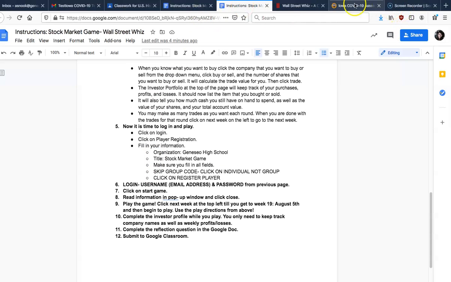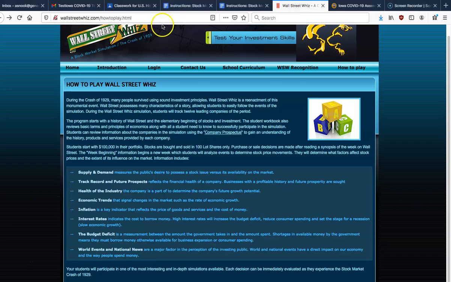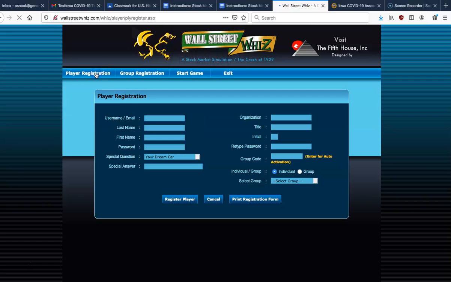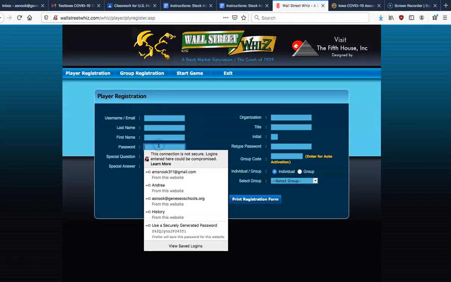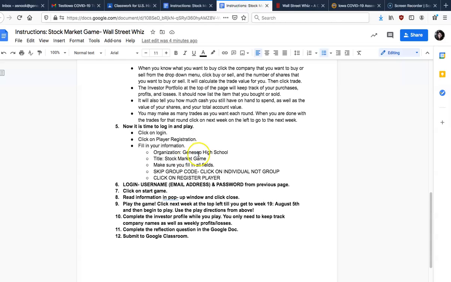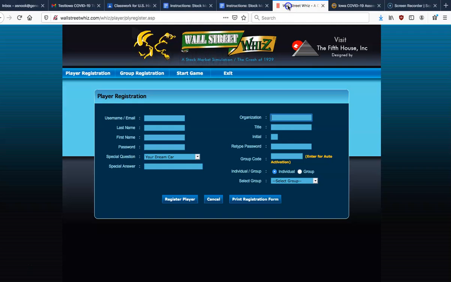So we're going to go back to the page here, and we're going to go log in. You're going to player registration, and you're going to fill in all your information. It doesn't matter what you come up with as a password. You're just going to play the game for one day, so try to remember it. Not a big deal. Pick a question, a special answer. For organization, you guys are going to fill in Geneseo High School. For the title, you're going to fill in stock market game. So it'll be Geneseo High School, and it'll be stock market game.